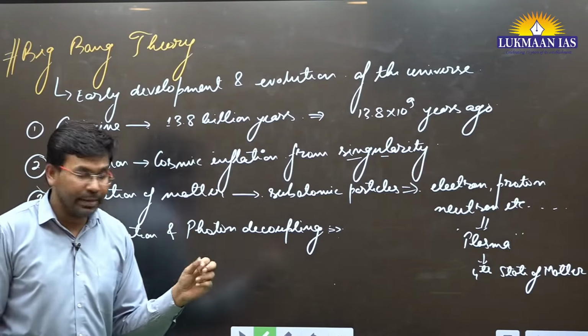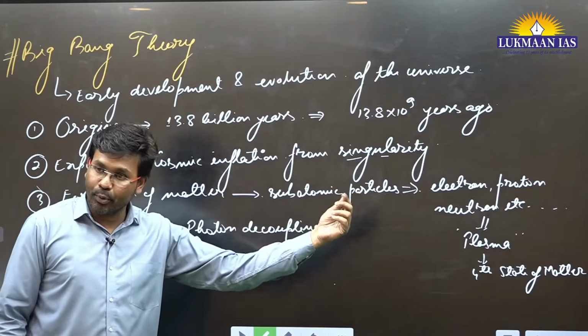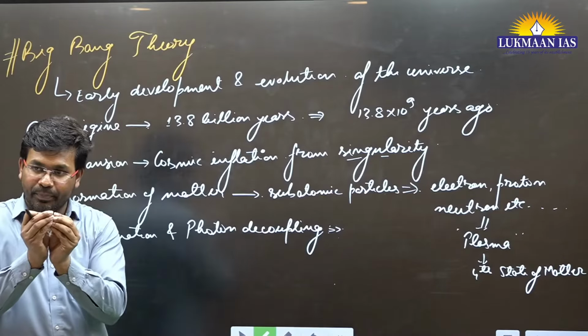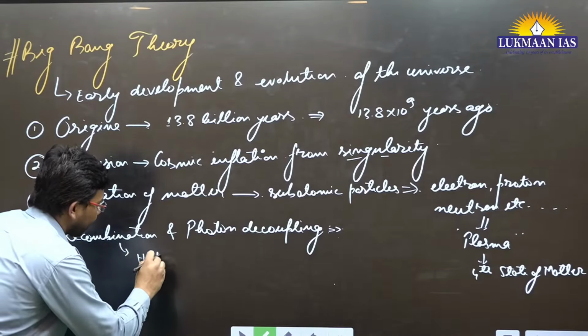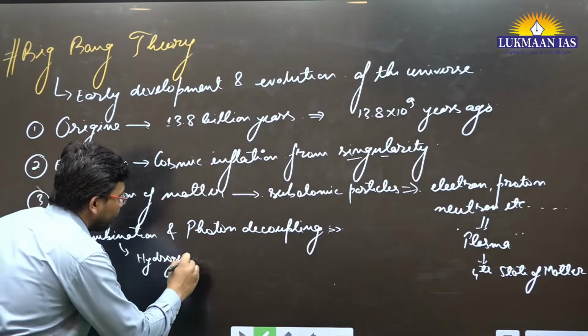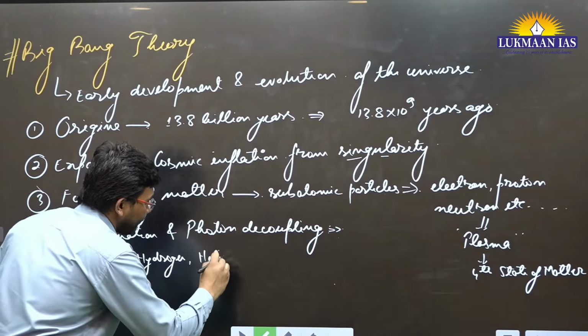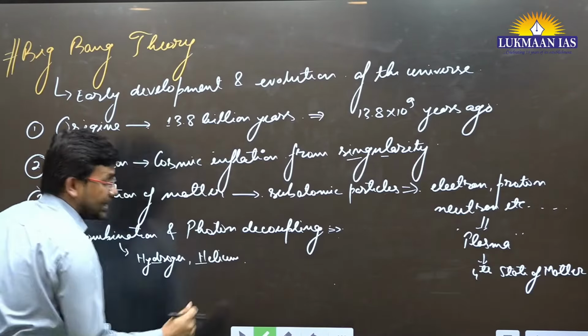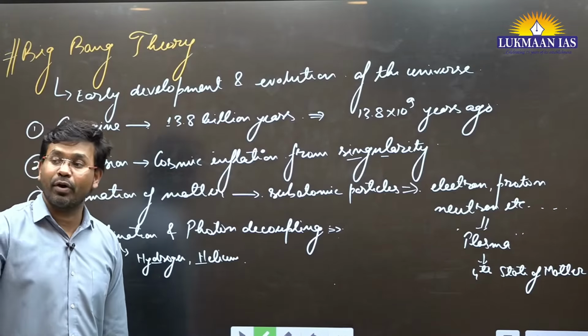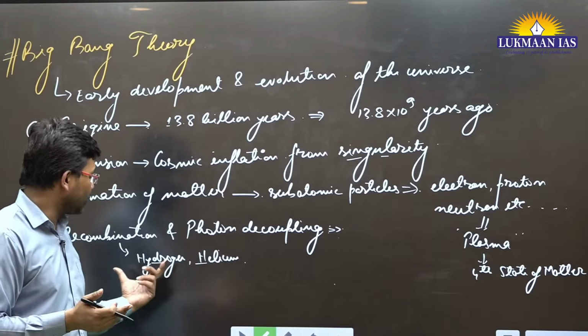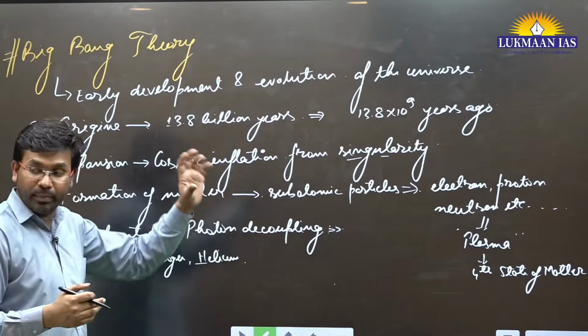So after this, what happened? Recombination happened. Recombination means the electron and proton started coming together, and it led to the formation of, let's say, hydrogen. It led to the formation of helium, like that. So these are primeval elements. These are elements that were formed long back, primary elements. So hydrogen and helium were formed then.